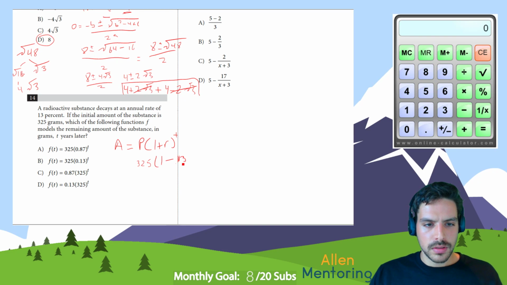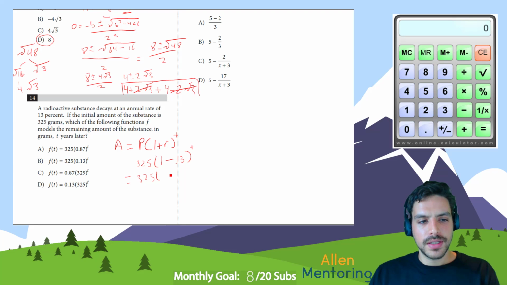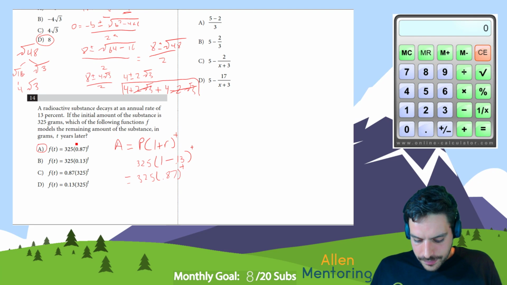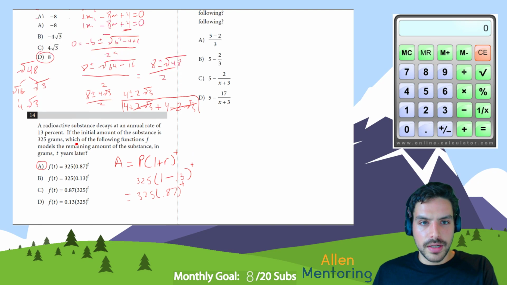0.13, and we're going to raise it to t. So in this case, all we've got to do is rewrite 1 minus 0.13 as 0.87. And if it was growth, if it grows 13% every year, then we would just do 1 plus 0.13. In this case, it's decaying, it's going down, so we're subtracting. So that should be our answer there. All right, let's move on.